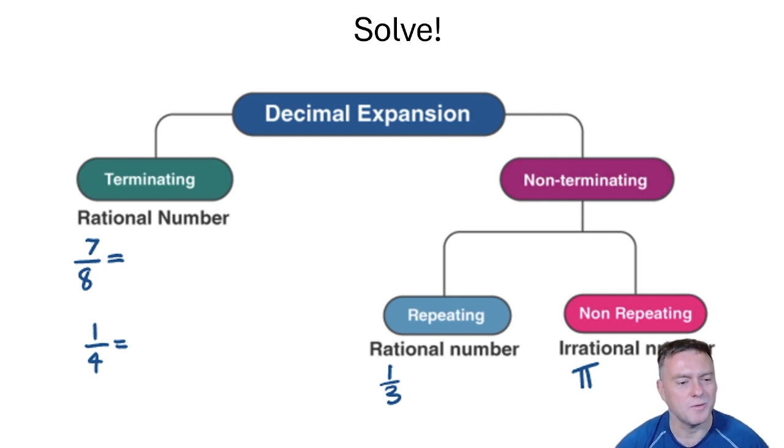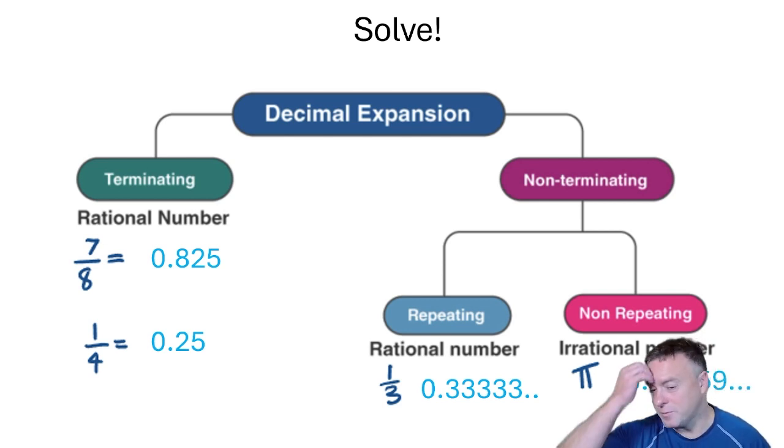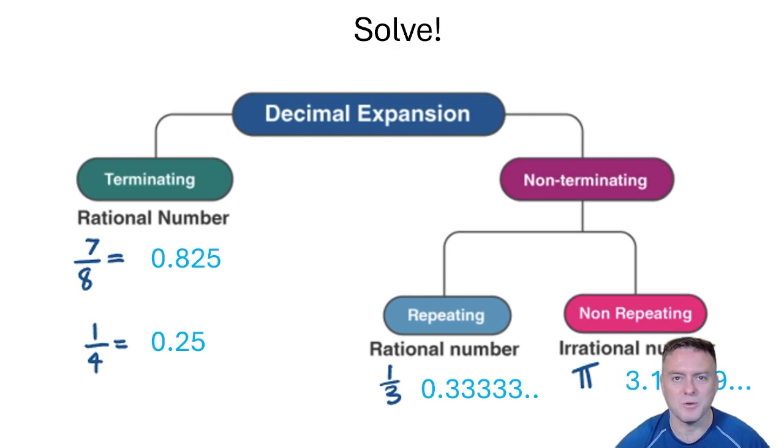Cool. So first one, 7 divided by 8, you should go to non-terminating. So you should have got 0.825. 1 divided by 4, you should have got 0.25. Then for the rational number, 1 divided by 3 would give you 0.33333 repeating. And then pi, hopefully you've used your calculator and you got 3.14159.